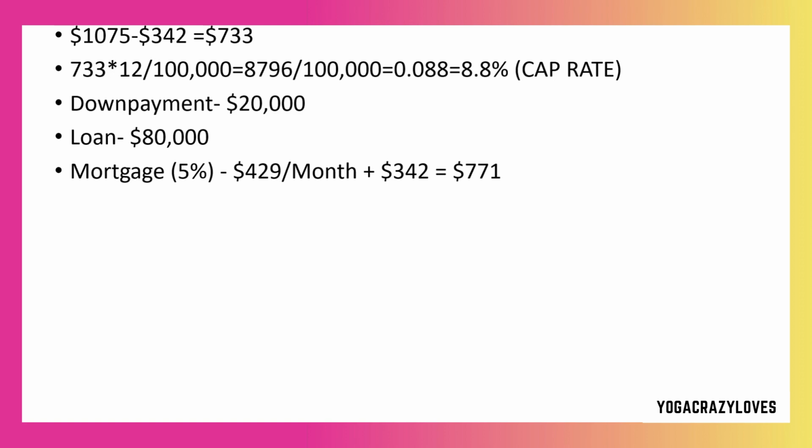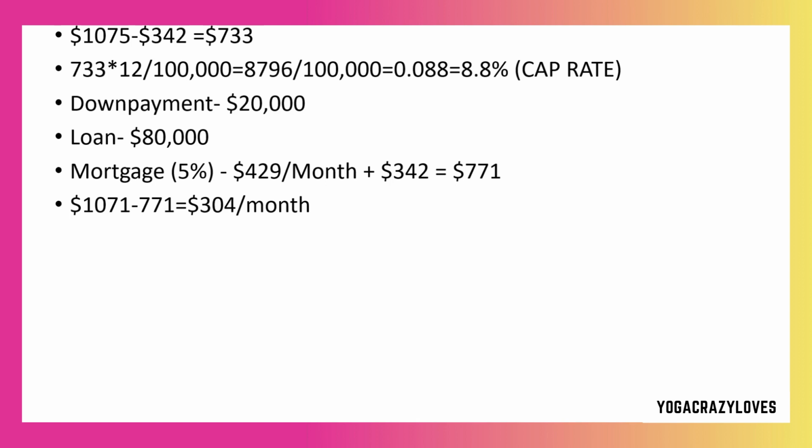$1075 minus $771 is going to give you $304 per month. This is your new net income after the mortgage payment. So on this house, you're still bringing home $304 per month, which is ridiculous for a rental property. That's amazing. That's $300 easy in your pocket per month.